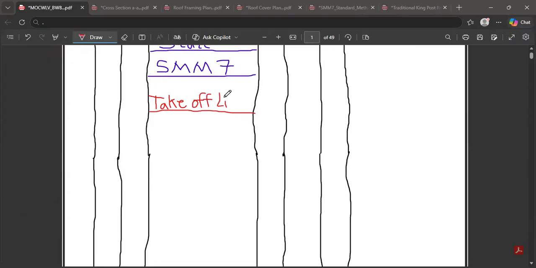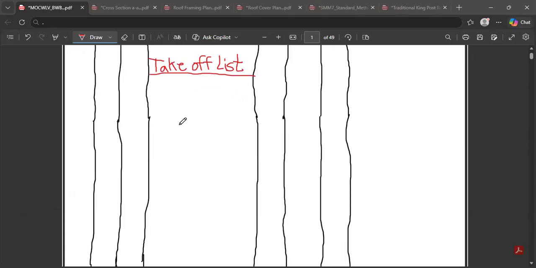So this is our take off list. Then we are going to list all the members that we want to take off for in this season. So let's start by listing them.